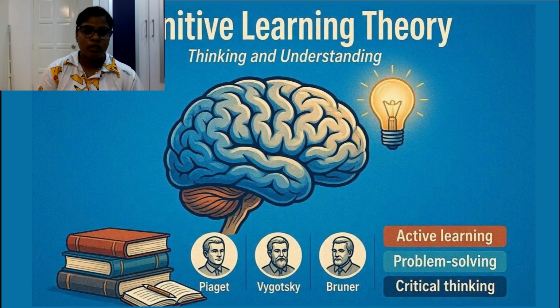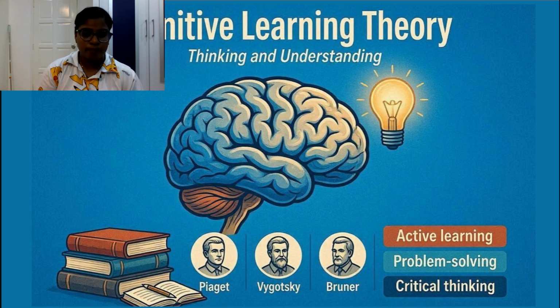There are three important theorists in cognitive learning theory. The first is Jean Piaget, who believed that children develop their thinking skills through different stages of growth. According to Piaget, teachers should understand the age and developmental level of students because young children think differently from older students. Learning activities should be suitable for the students' level of thinking.